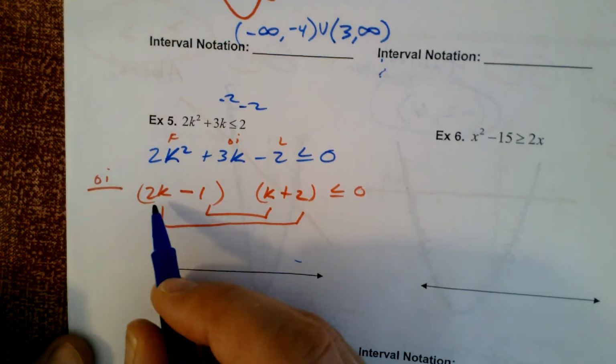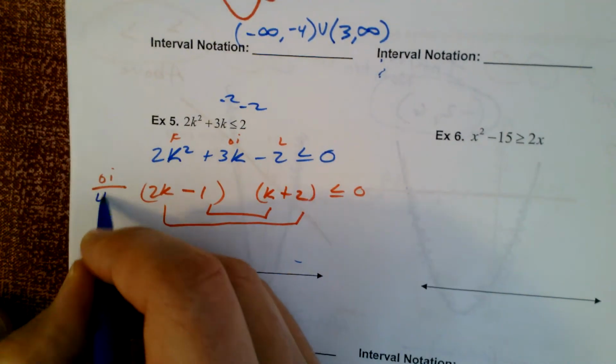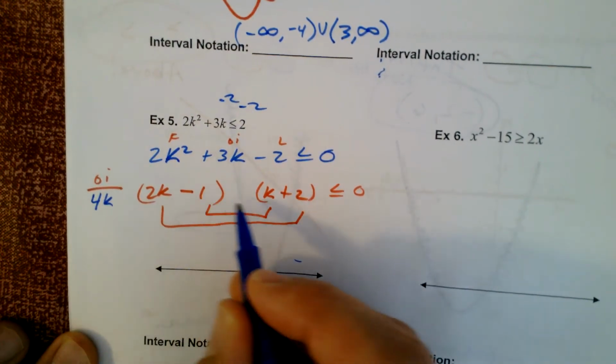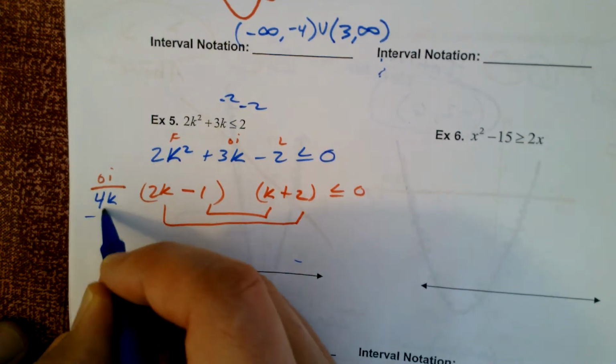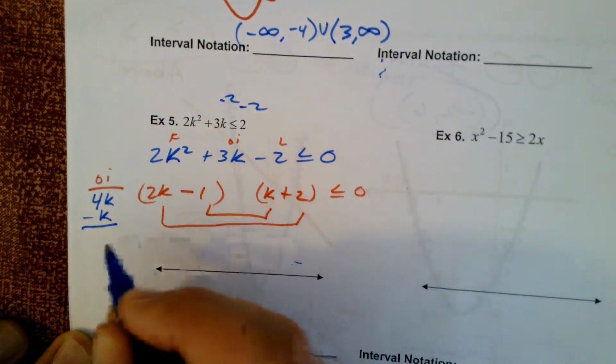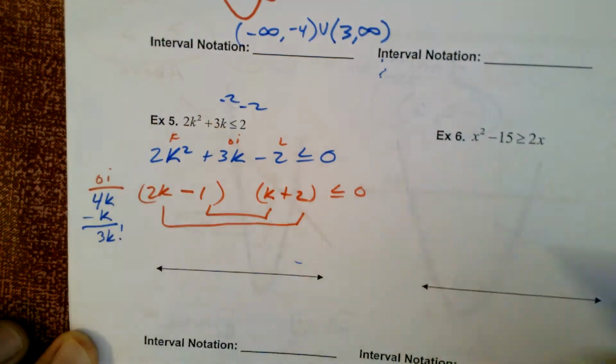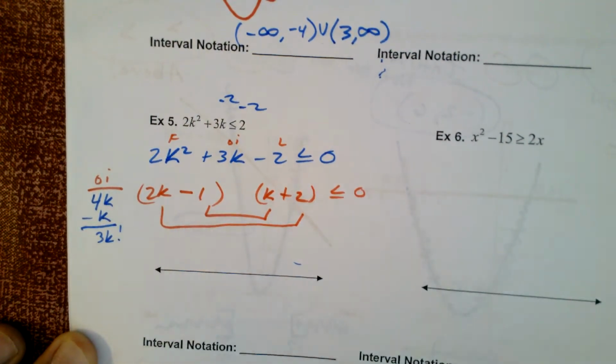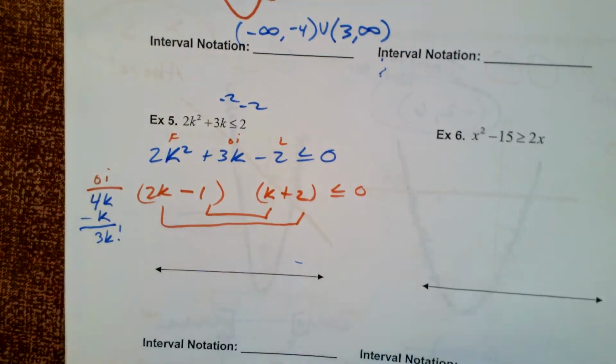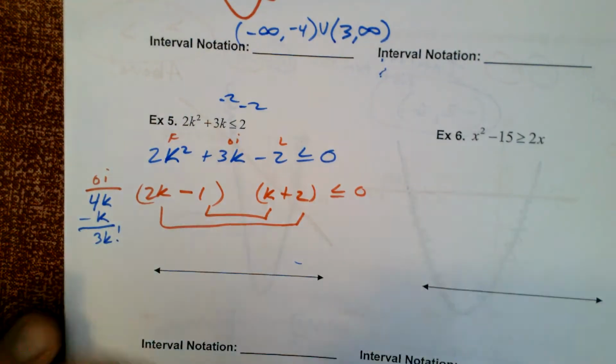Let's check. Outers, 2k times 2 is 4k. -1 times k is -k. Add it up. Yes. Check. That's what we wanted. Okay, we want that middle term to be 3k. So now I know I set it up right.